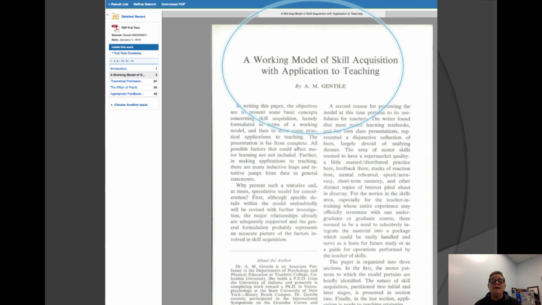Here's a copy, or the front page actually, of the original article that was published by Gentile in 1972. It's called A Working Model of Skill Acquisition with Application to Teaching, and here is where she discusses the differences between open and closed skills and all of the things that she sees as important in the discussion of open and closed skills. Notice here it's 1972, published in the journal Quest, and you are able to get a full text PDF of this article.